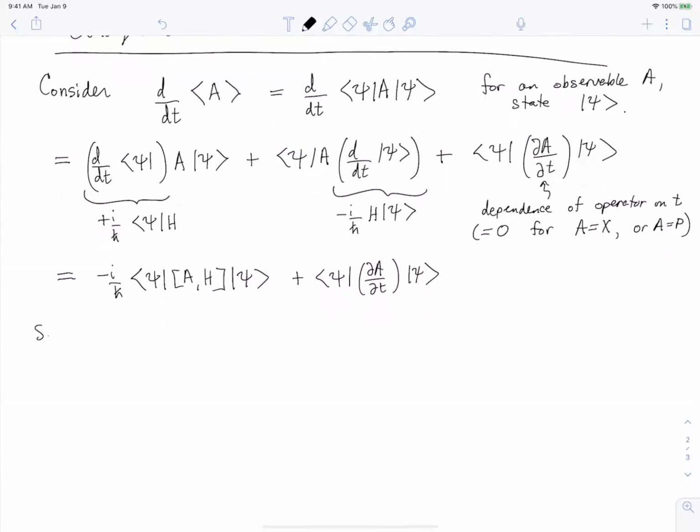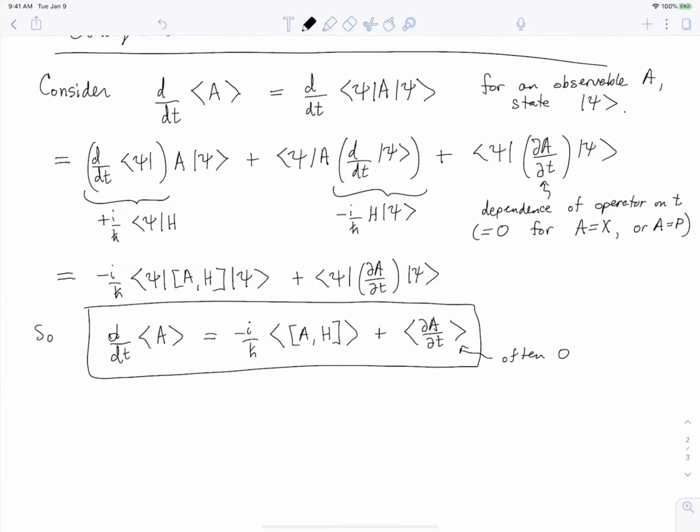So we can write this as the time derivative of the expectation value of A is minus i over h bar, the expectation value of the commutator of A with the Hamiltonian, plus the expectation value of any explicit dependence of the observable on time. So this is often 0, but not always. Okay, and so that equation is Ehrenfest's theorem.